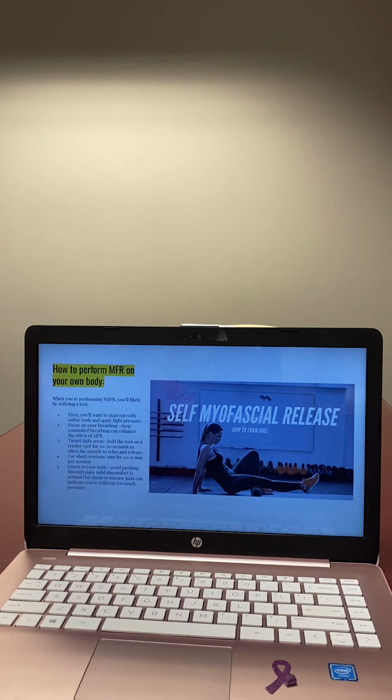So it's also recommended to use short sessions and to aim for about 10 to 15 minutes per session. And then the most important is to obviously listen to your body. So avoid pushing through pain. Mild discomfort is normal, but sharp or intense pain can indicate you're utilizing too much pressure.